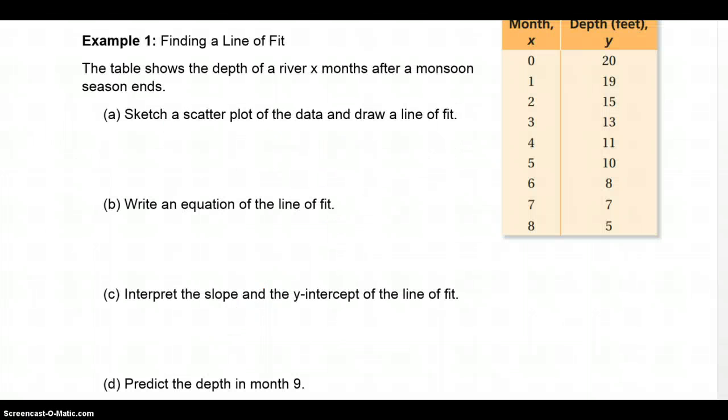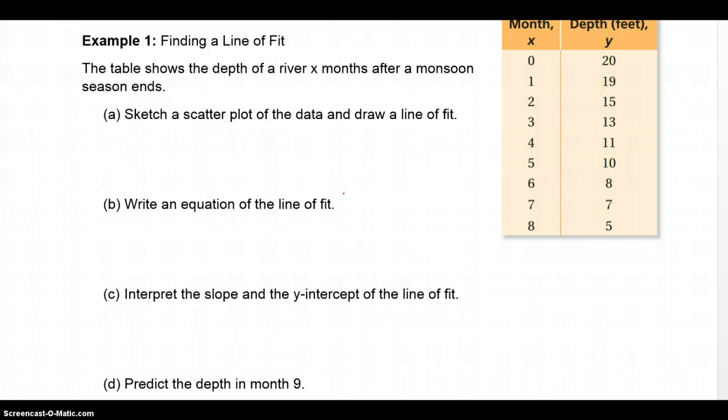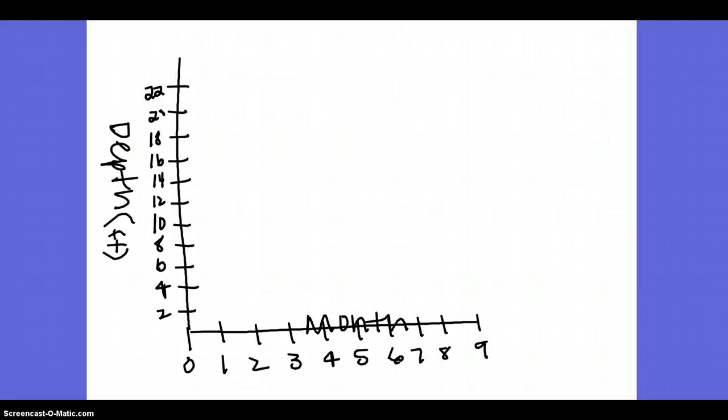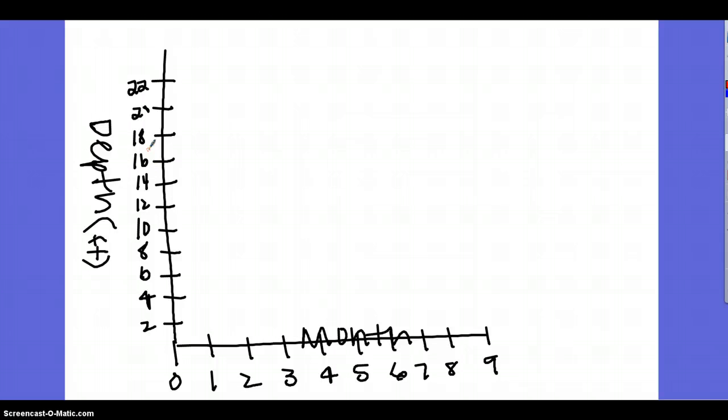So example 1, we need to use the chart to the right over here explaining months and the depth in feet, which is y. Okay, so part A says to sketch a scatter plot of the data. Now I realize it doesn't look like I gave you that much room, and I apologize. So I'm going to go to a new slide. You may get out another sheet of paper. You may find another space to sketch your scatter plot. Basically you need months on the bottom, and you also need depth on the y-axis.